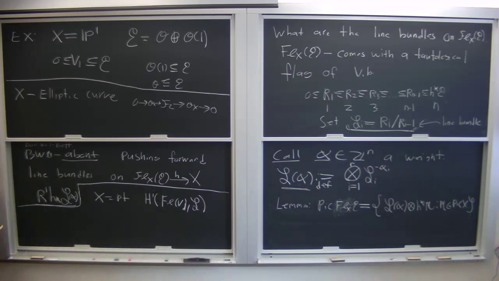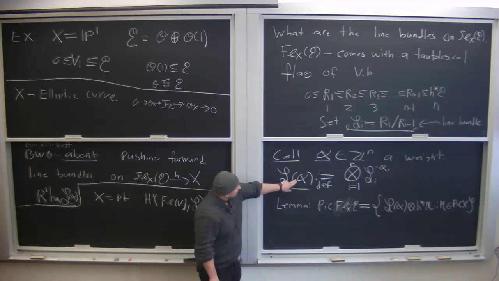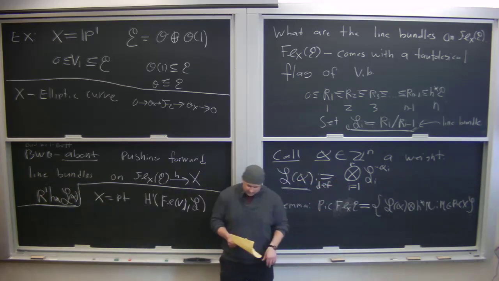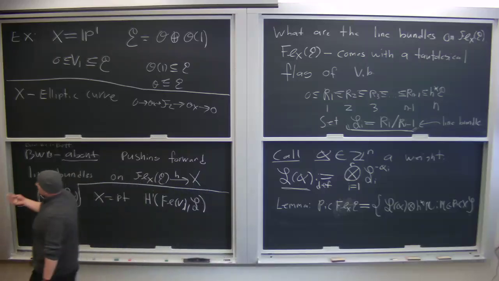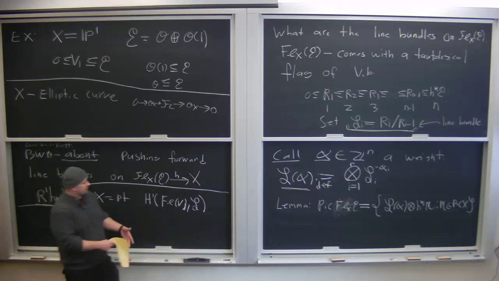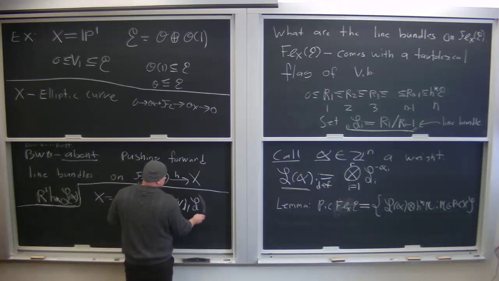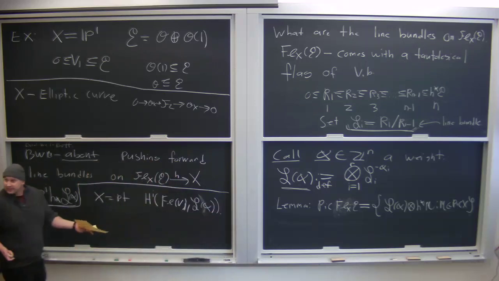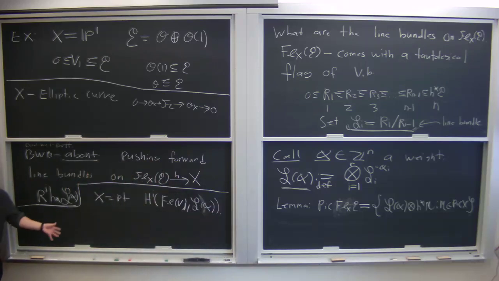That's the setup. So we want to get our hands on what happens when I push forward these new line bundles back down to the base variety, which is the same as computing the cohomology of all of these line bundles here on the flag variety in the special case that X was a point.